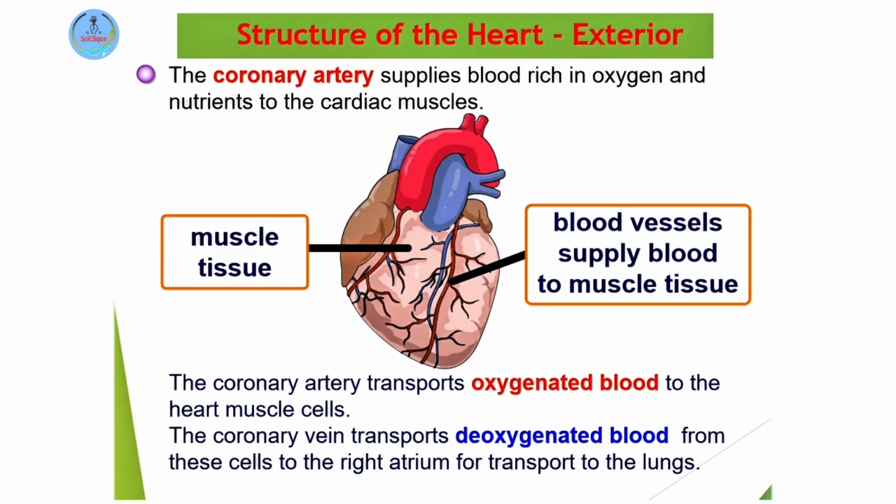Now, this is done by the coronary artery. So the coronary artery transports oxygenated blood rich in nutrients to the muscle cells. Coronary vein, on the other hand, transports deoxygenated blood from the cells. This is then transported to the right atrium and then to the lungs for oxygenation. So the coronary artery and the coronary vein.